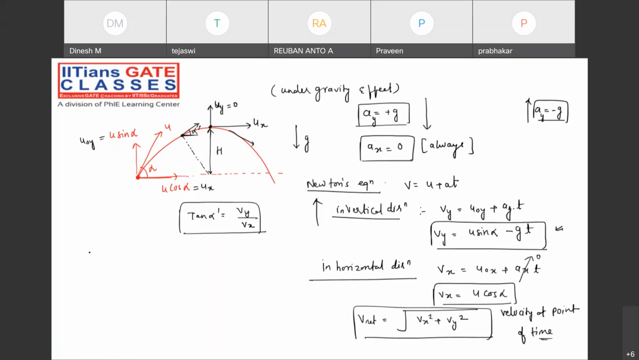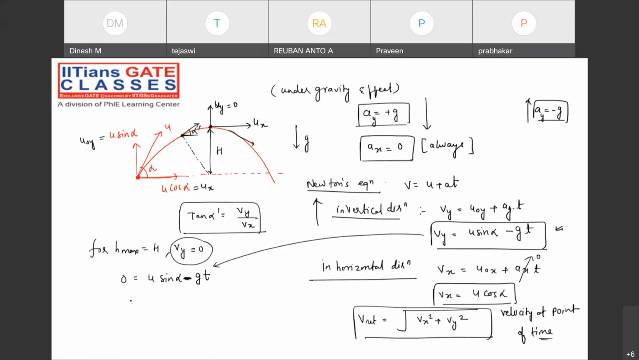Now, for H maximum, that is equal to capital H, what will be the equation of motion? For H maximum, what about Vy? That will be 0. You know that when it is reaching the top, then Vy will be 0. Put the value Vy equal to 0 in this equation. From this equation, 0 will be u into sine alpha minus g into t.